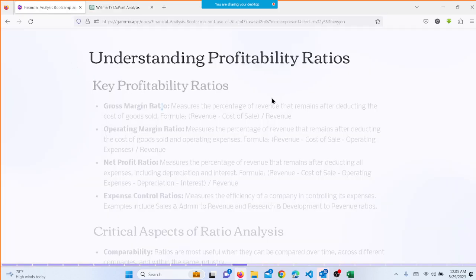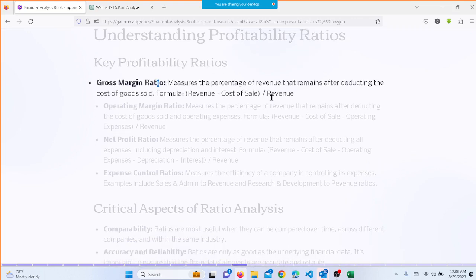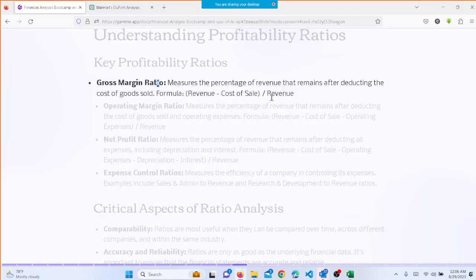Okay, moving on. Now let's look at the ratio analysis. Some of the profitability ratios that we can use for understanding the performance of the company is the gross margin ratio. Gross margin ratio calculates the percentage of revenue that remains after deducting the cost of goods sold. In our Walmart case, the gross margin here is 611 minus 463 cost of goods sold. So that's the gross income, 147,568. Now we can calculate a percentage easily, right? 147 divided by 611 is going to be about 24.1%. So that's the gross profit margin.